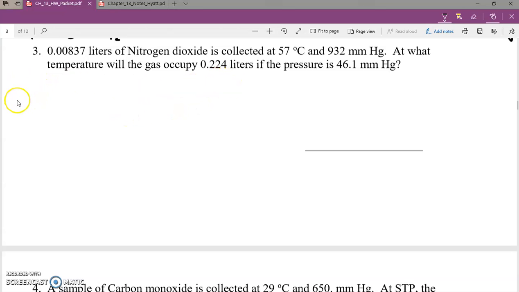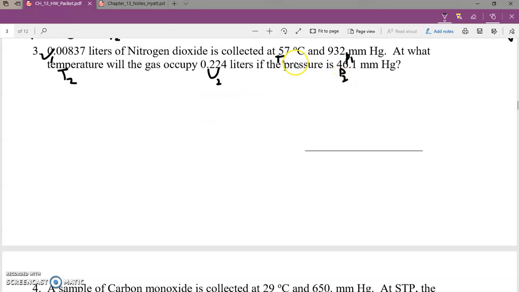So let's list it all out again. The first volume is going to be 0.00837. Everyone knows what this one is, right? I can just label it on the problem. So this is V1, collected at T1 and P1 here. At what temperature, so where is T2, if there is a second volume here and a second pressure here.